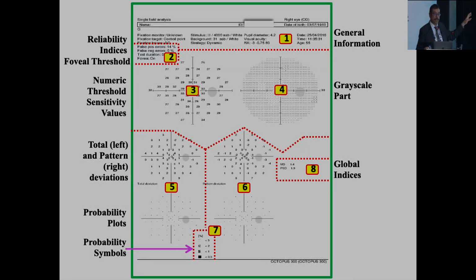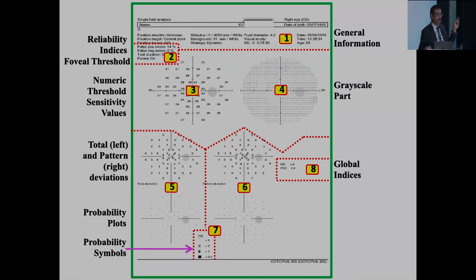Zone 1 is the general information. Always look at whether the patient's date of birth is correctly mentioned or not. Then see whether age is mentioned properly. Sometimes the time of the test also matters a lot, because a test done in the afternoon may not be really good; the patient may be feeling very sleepy. Then you have other parameters like the fixation target. Some patients may have a poor fixation, so you may have to go for a parafoveal fixation.